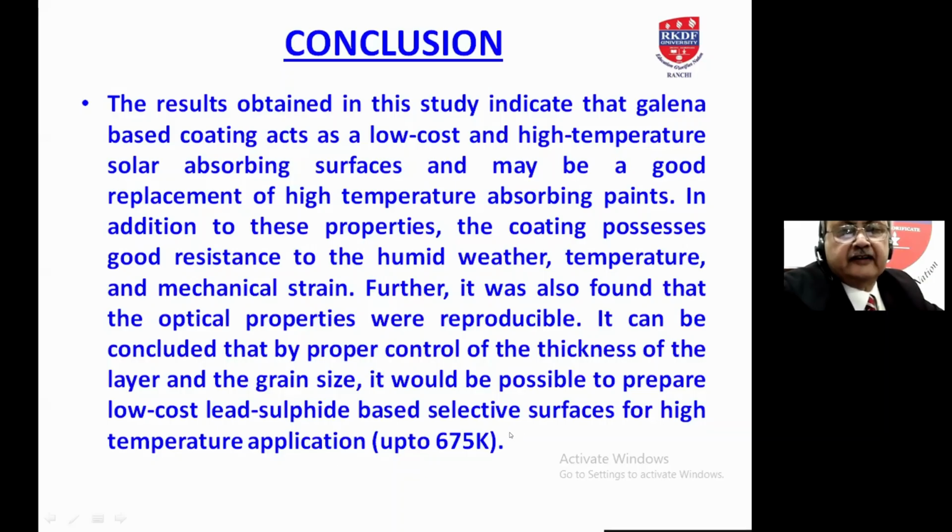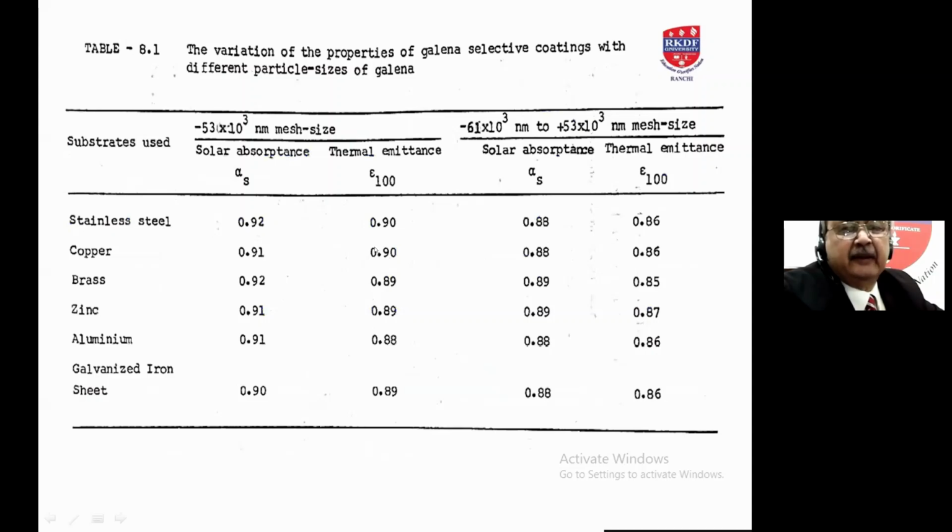around 400 degrees centigrade. This is the table of absorbability and emissivity of different particle sizes with different base plates: stainless steel, copper, brass, zinc, aluminum, galvanized steel.